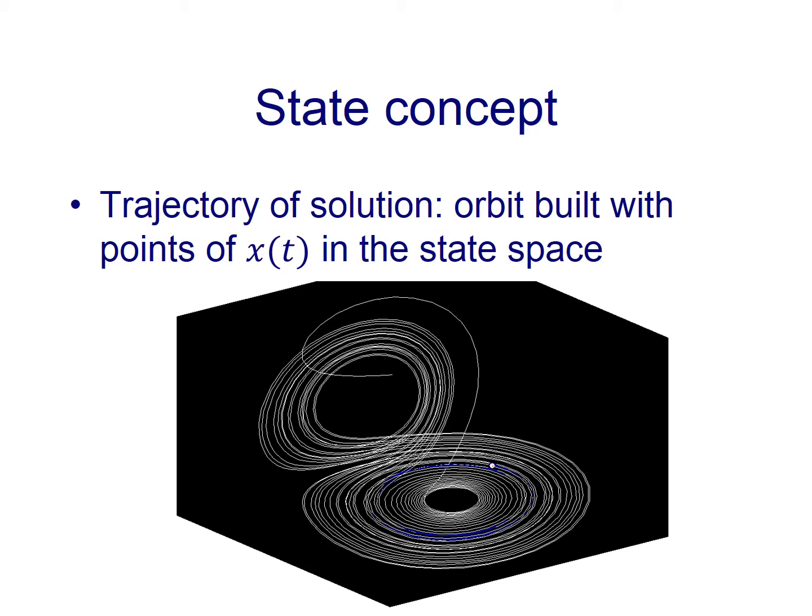Another important definition is the trajectory of solution. This is an orbit built with the points of x of t in the state space. So, for example, imagine that we have a three-dimensional system, or third order if we are dealing with a linear system. And imagine that we have some initial point here, initial state, and as time increases, the position of this point is changing, of course, in this n-dimensional space. Okay, that is what we call the trajectory of solution. Of course, this is the point x of t, right? Is the point formed with all the coordinates of the state.